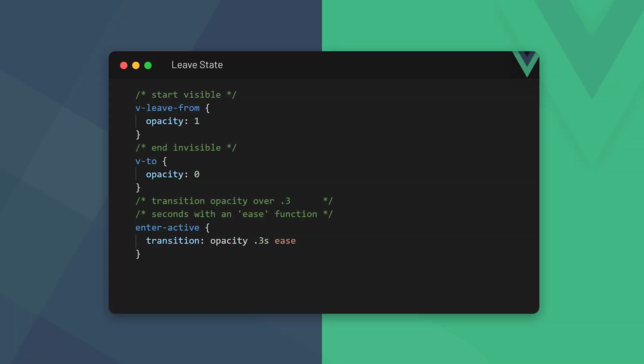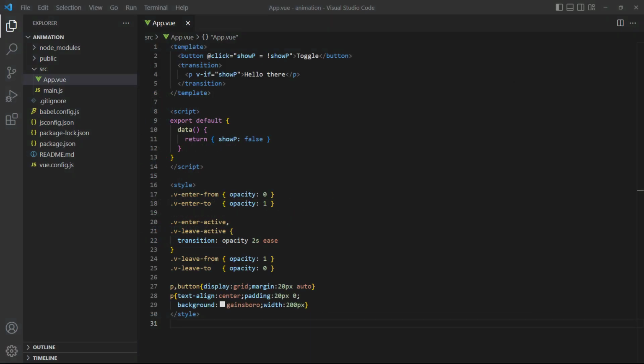We also have three classes for when the element leaves the page. They work exactly the same as the entering classes, but are applied as the element is unmounted. To demonstrate, we'll let the paragraph transition out from opaque to invisible. Because we want the duration and easing to be the same, we can combine the two active class selectors by separating them with a comma. If we run the example in the browser and toggle the paragraph, it will fade in and then out.